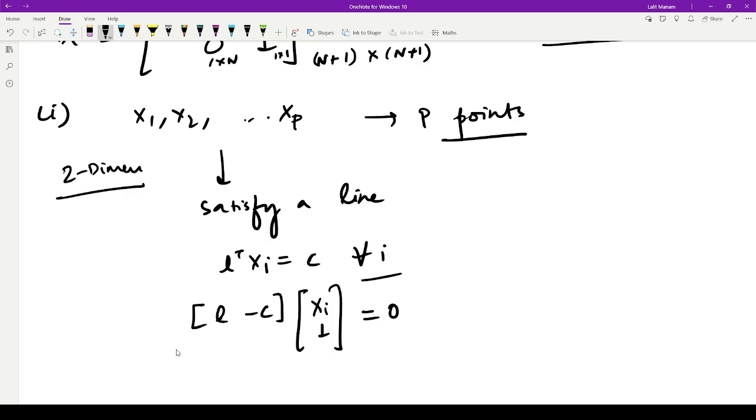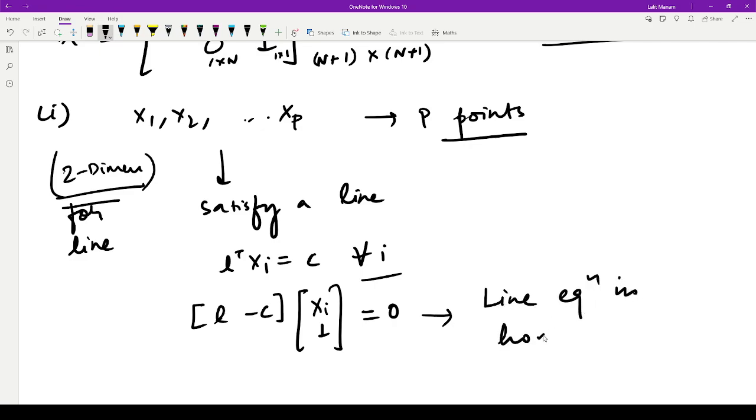Sir, actually it is the equation of a hyperplane now. Yeah, it's an equation of a hyperplane, but since we are going in 2 dimensions, it will now be an equation of a line in homogeneous coordinates. That's why I mentioned 2 dimensions for a line, to remove confusion.